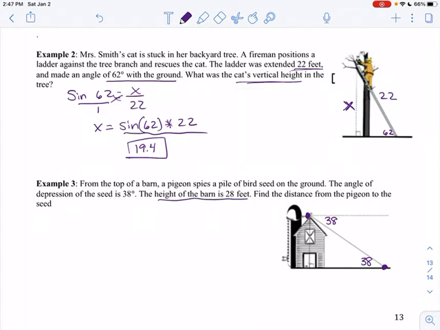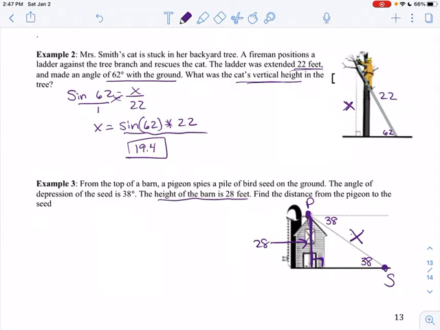The height of the barn is 28 feet. All right, so this is 28. So this is my right triangle right here. So this is 28. I'm just going to draw an arrow right there. It's 28 feet. Find the distance from the pigeon to the seed. So remember, my pigeon is up here. I'll call that P. My seed is down here. I'll call that S. I'm trying to find the distance from the pigeon to the seed, so that is my hypotenuse right there.